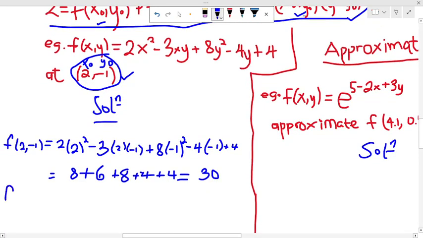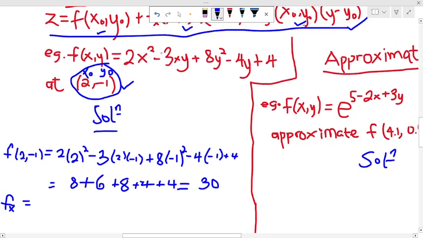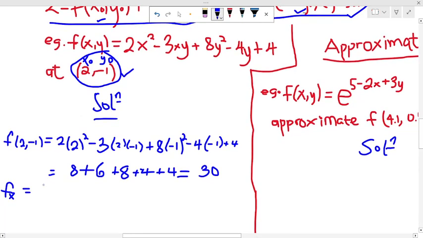Our second term is the partial derivative of f with respect to x. Let's differentiate this function with respect to x only. That means any y term is treated as a constant. The first term is 2x squared, and differentiating it we get 4x. Now negative 3xy, differentiating, we have negative 3y because y is constant. Now 8y squared goes to 0, 4y also goes to 0, and our 4 also goes to 0.